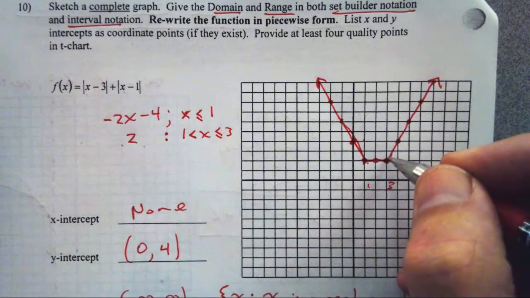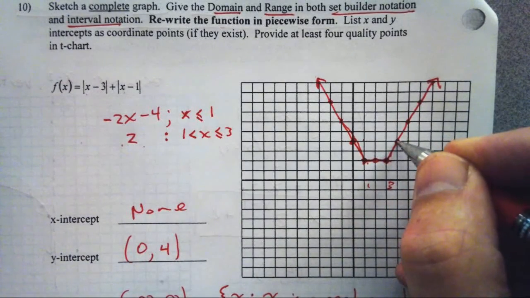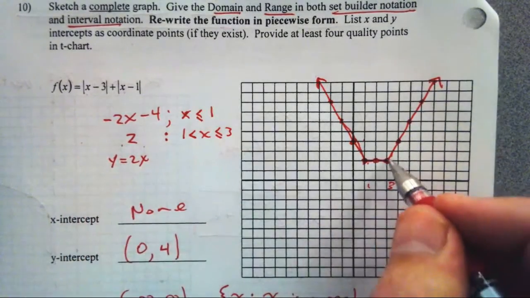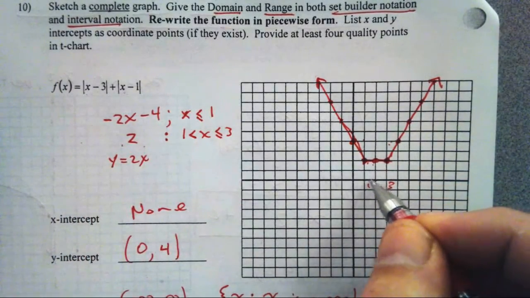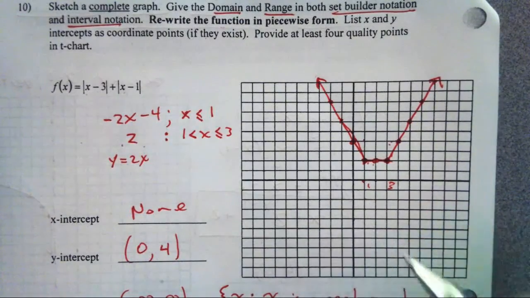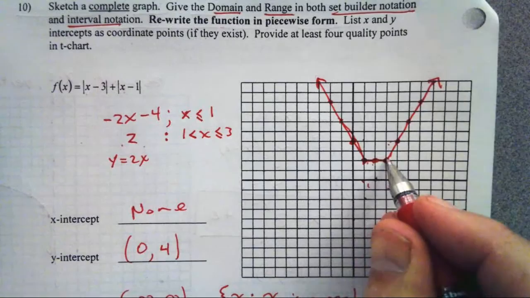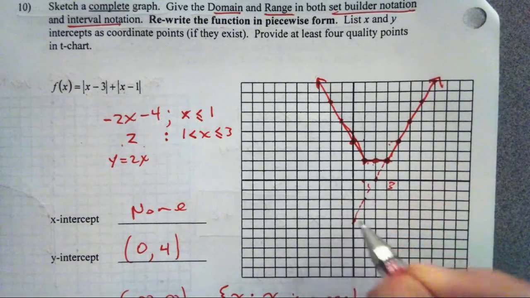And then it looks like a line with slope 2. What would our intercept be? Slope 2. That's over 2 down 1, over 2 down 1, over 2 down 1. Looks like that would be negative 4. Double check. Up 2 over 1, up 2 over 1. Yep, it would be right on there.